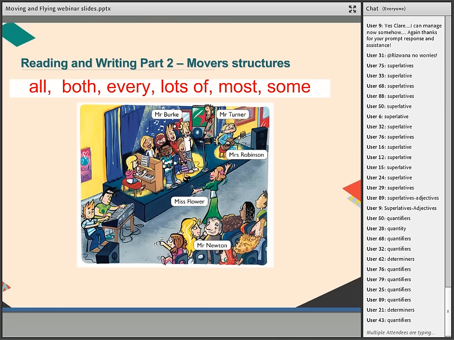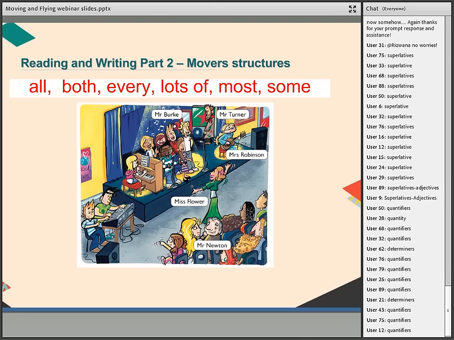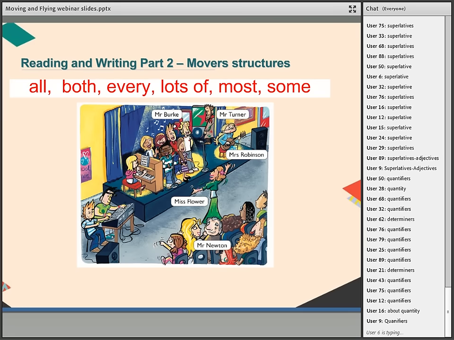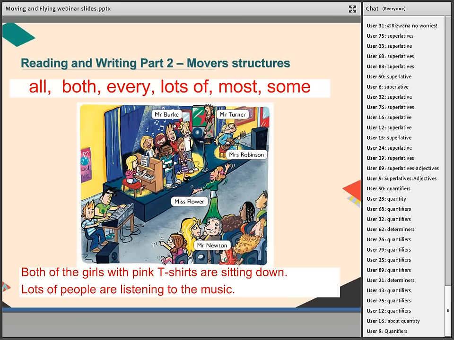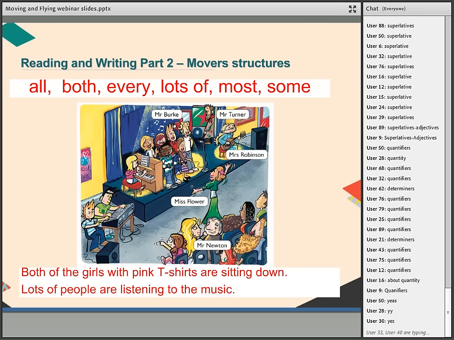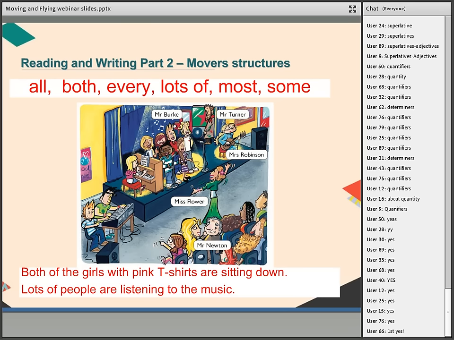Yes, they're quantifiers. They tell us how many things or people share a characteristic, wearing the same clothes or doing the same activity. And here we have some examples. Are they yes or no sentences? Yes, they're both yes sentences.